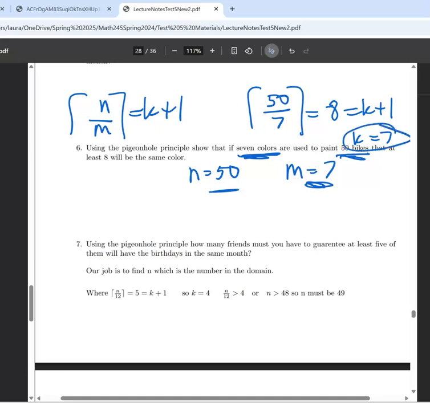So you could also do it, let me just do it in a different color, or you could say 50 has got to be bigger than k times 7. So the k has got to be at least 7, right? So that I get 49, and that means k plus 1 is 8. So it turns out to be the same in either situation.